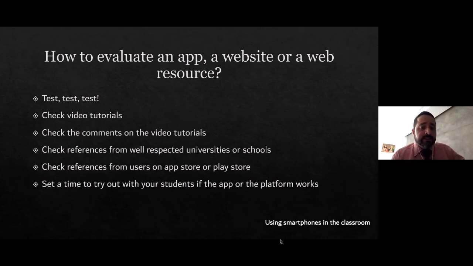The last one, set a time to try out with your students if the app or the platform works. Like I told you before with the test. You have to create a class before the class where you're going to use the smartphone for special assignments. You have to set a time where you can solve those issues. Instead of saying bring your cell phones to the next class, no, come on. You have to have minimum one class, so you can check what kind of devices your students are using.